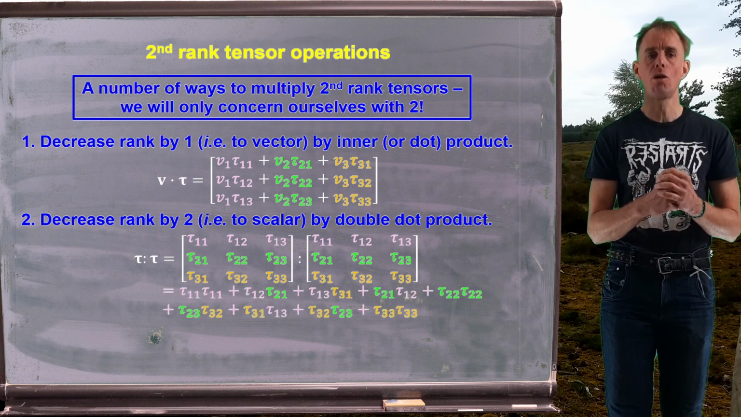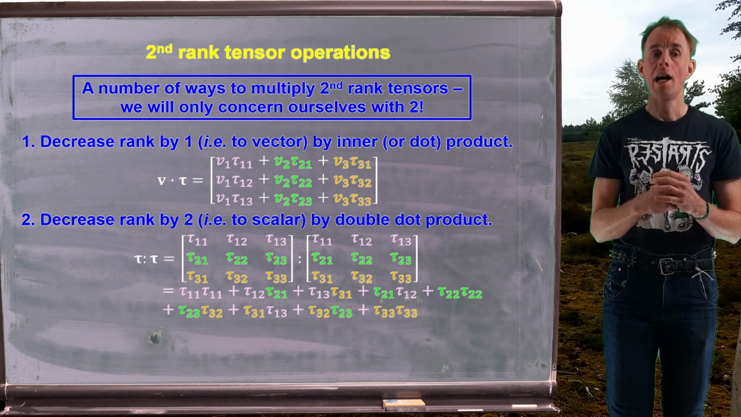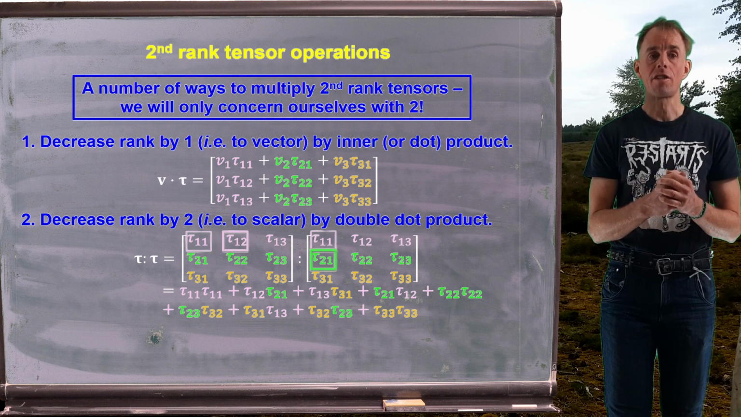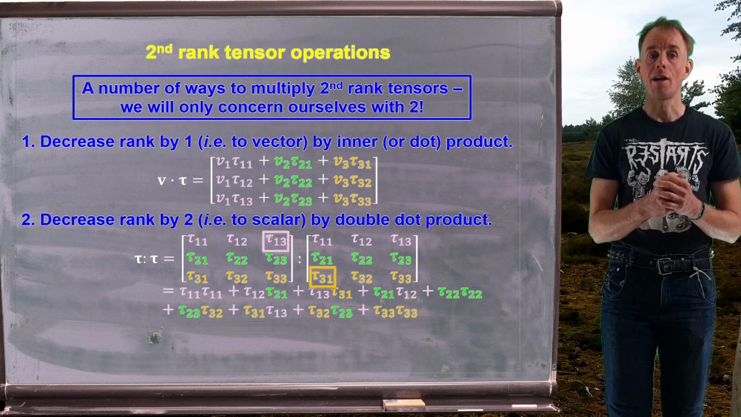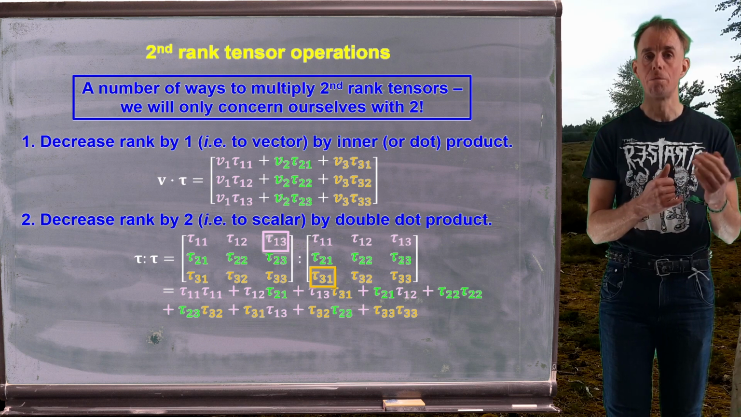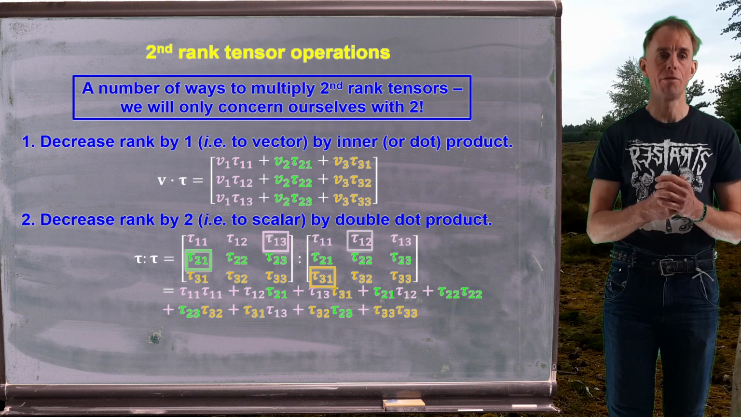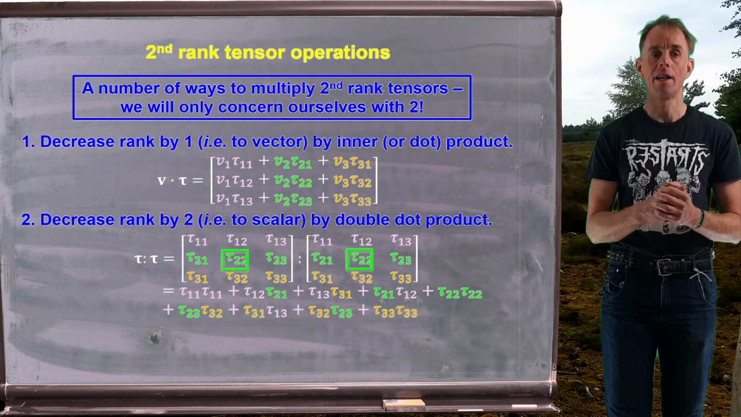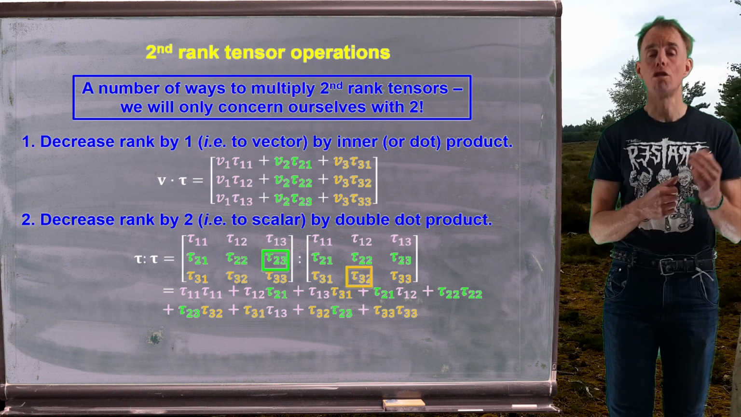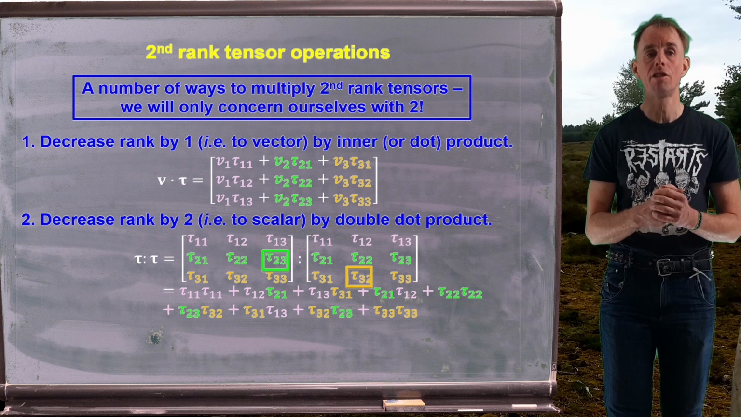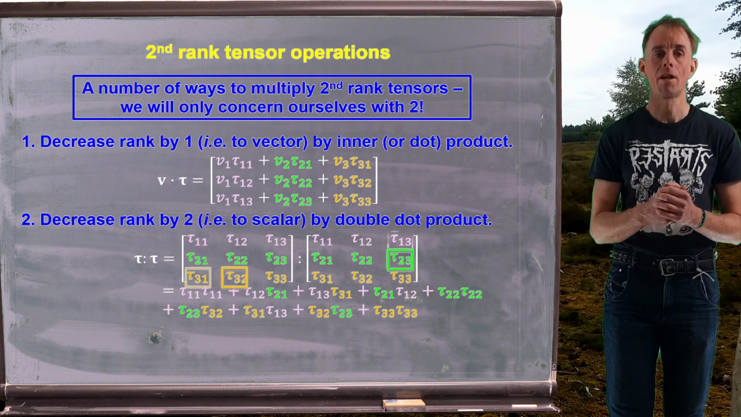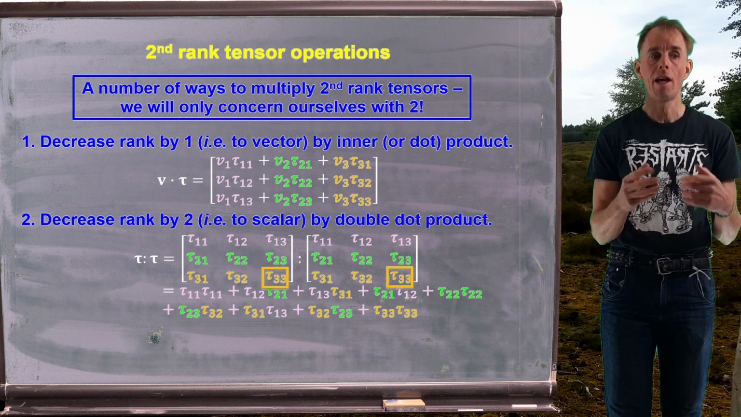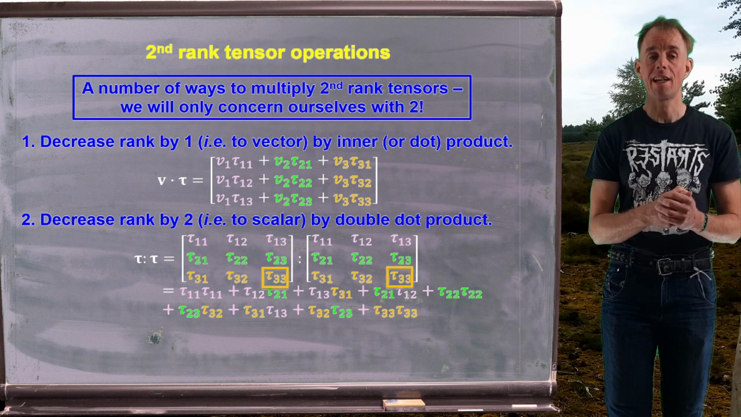So the answer written in longhand would involve these 9 terms here, and we can see that they're constructed by saying tau 11 times tau 11 plus tau 12 times tau 21, tau 13 times tau 31. Then we drop down a row in the first matrix and go across a column in the second matrix and do the same thing again. And then we drop down a row in the first matrix and across a column in the second matrix and do the same thing again, like so. And so we can see that we end up with a big summation of all these 9 terms, and that final summation is indeed scalar.